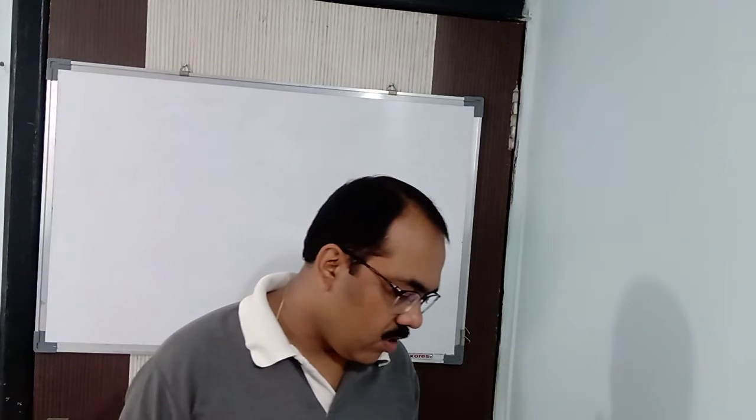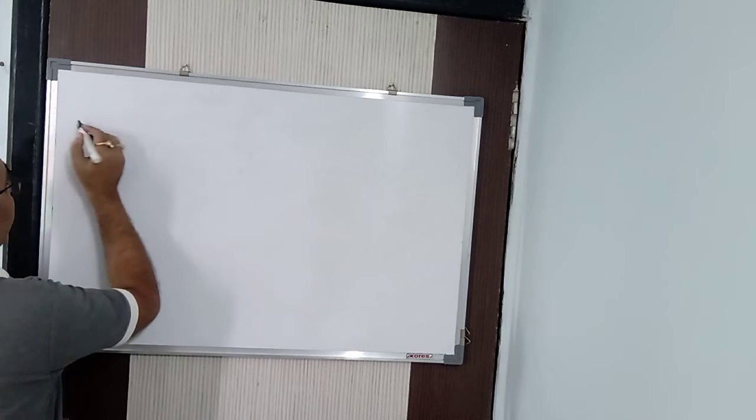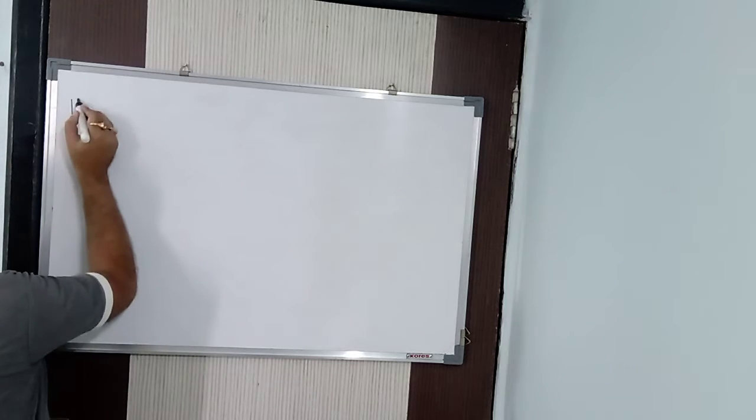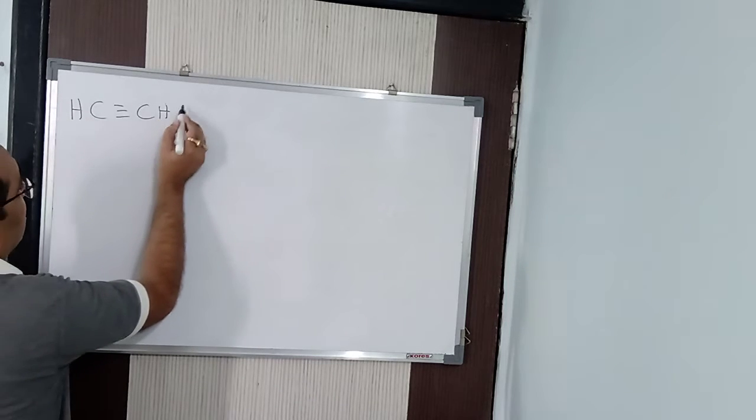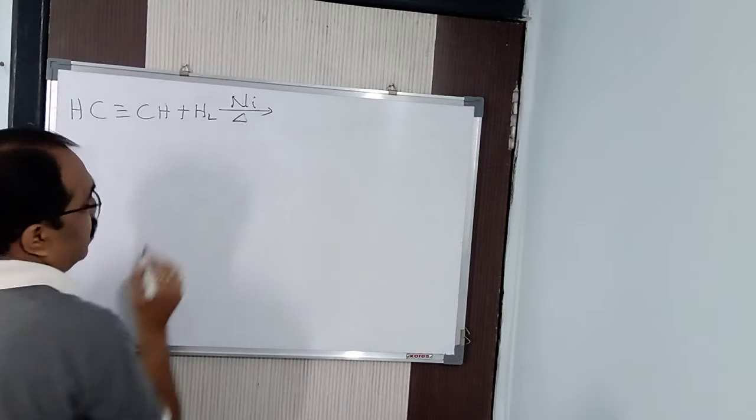Because alkane is saturated, it is a stable product. That is a saturated hydrocarbon, a stable hydrocarbon, we can say. So hence the reaction is basically done in 2 steps. Clear? So here the first one is catalytic hydrogenation, like HC triple bond CH plus H2 in presence of nickel and heated.